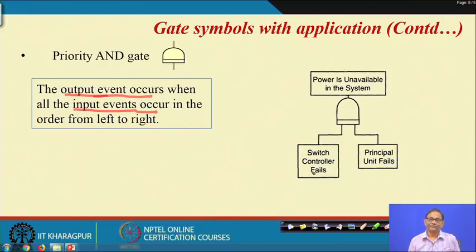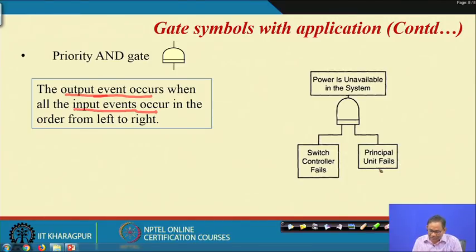So, what will happen when the principal unit fails? Then the switch controller's job starts, and it makes the standby unit operational. But unfortunately, maybe the switch controller fails first and after that the principal unit fails, and the switch controller failure was not noticed or repaired. So, when the principal unit fails, the switch controller has already failed, and it will not make the standby unit operational. So, the standby unit will not work and as a result the power will be unavailable, provided the switch controller fails first, followed by the principal unit failing.